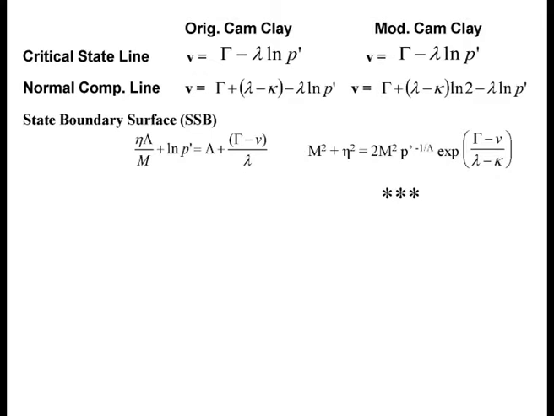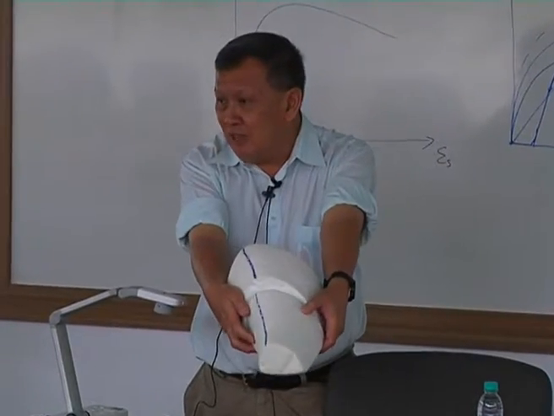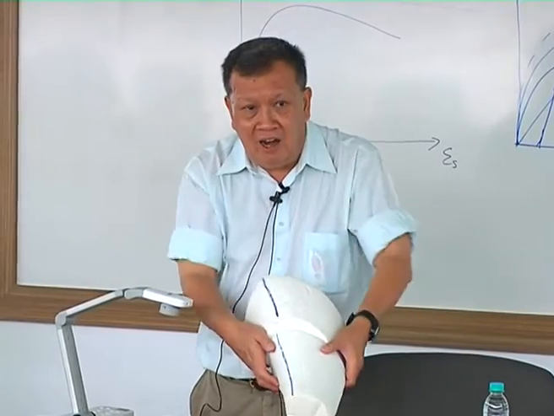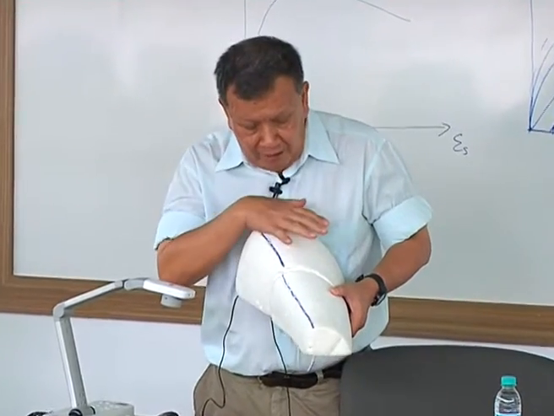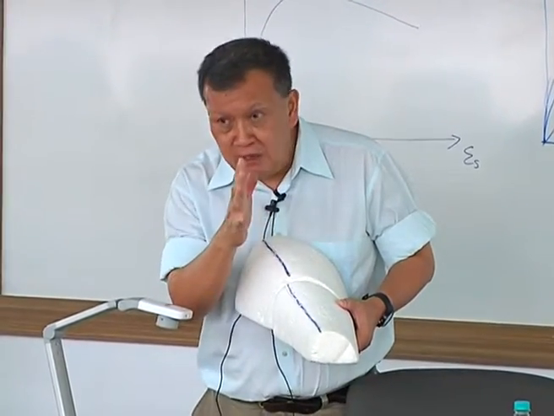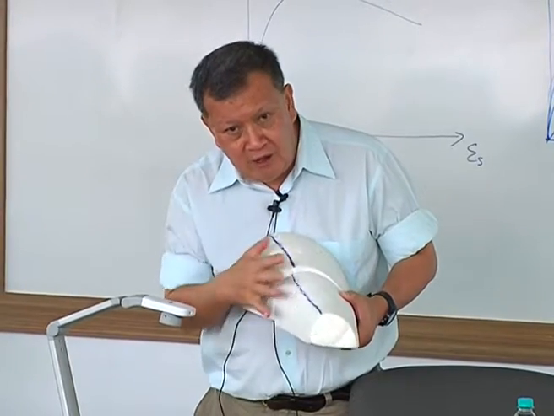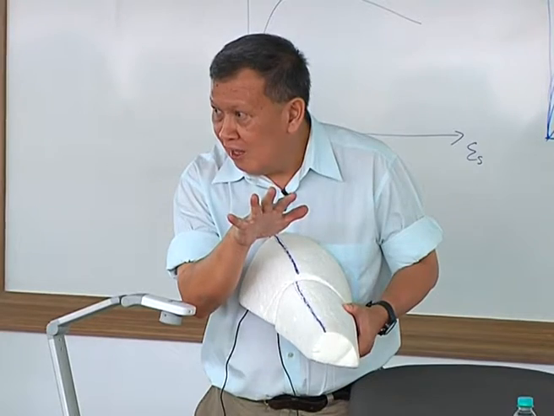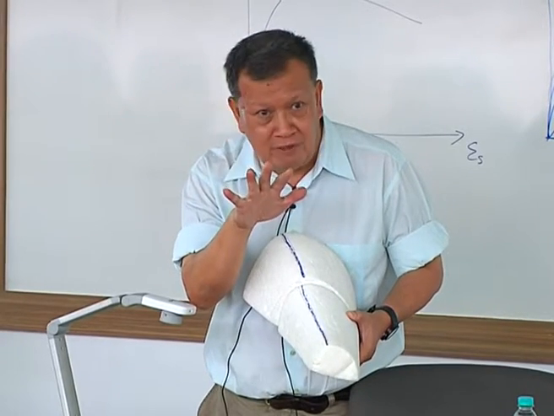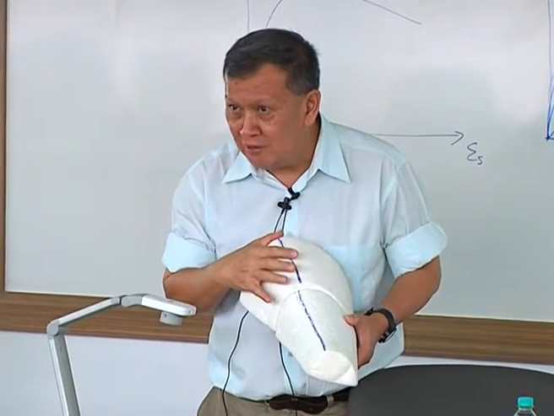The state boundary, there are a few names that when you read books, you will always come across. The first is called the state boundary surface. The roof of this house is the state boundary surface. Alright? Why? Because the state of the soil can be on this surface or underneath this surface, but not above this surface. That's why it's called the state boundary surface. It forms the boundary of all the states of the soil.